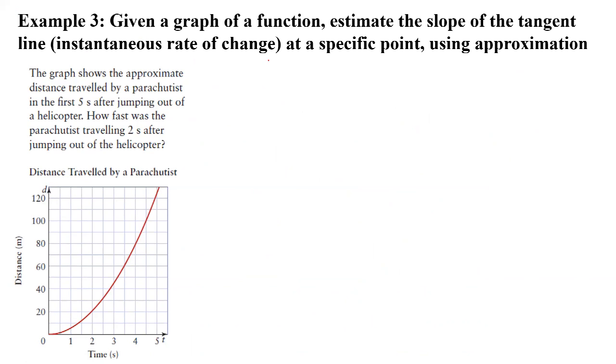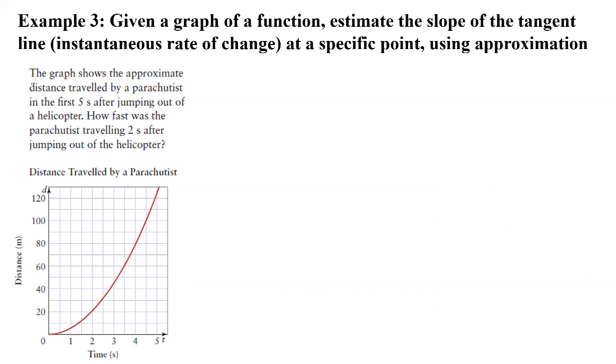Okay, next, let's have a look at another example question. This time, we are given a graph of a function, and we are expected to estimate the slope of the tangent line, or instantaneous rate of change, at a specific point using approximation. So sometimes it is not possible, or it is not very easy, to find the exact solution. So we can also use approximation to find an approximate slope of the tangent line at a given point.